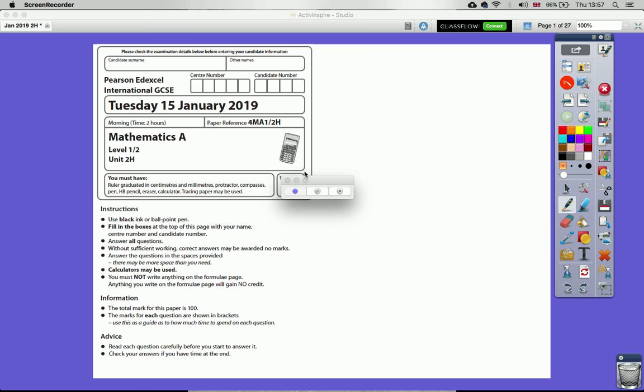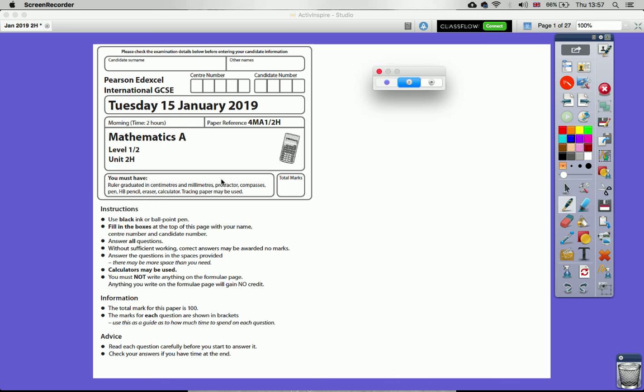Hello everyone. Today we are going to solve the January 2019 Mathematics A Unit 2H, or Paper 2H, for the IGCSE Edexcel test paper. I'm going to divide this whole solution series into four parts. The first part will have questions 1 to 5.